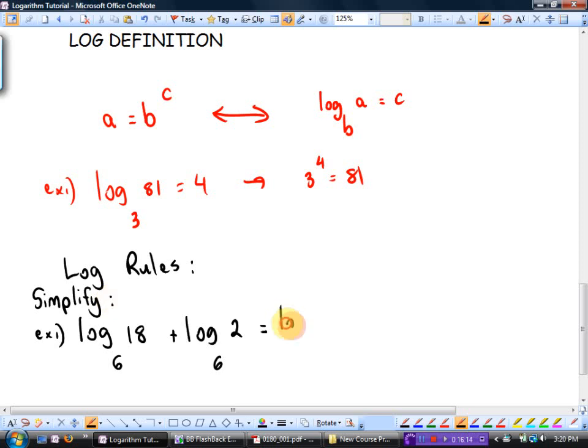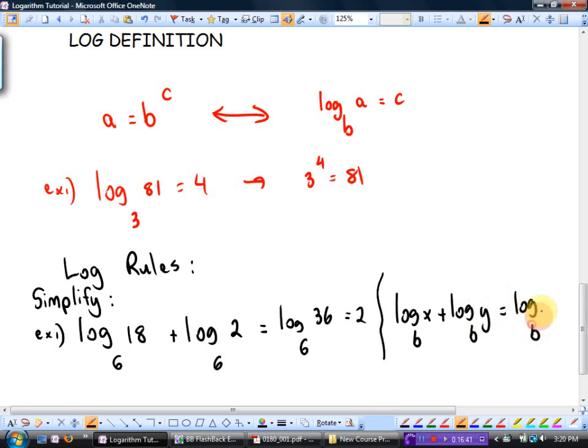This is the same as the log base 6 of 18 times 2. Can someone please, in their head, do that? And what is the log base 6 of 36? 2. Generically, we said this. The log base b of x plus the log base b of y equals the log base b of xy. Okay?